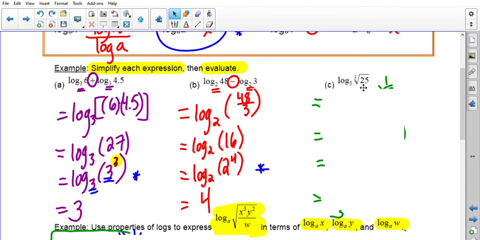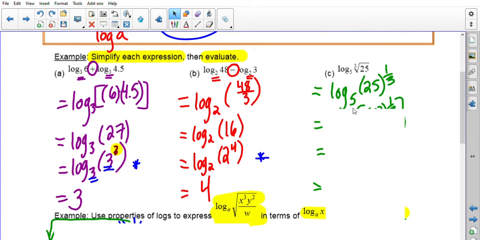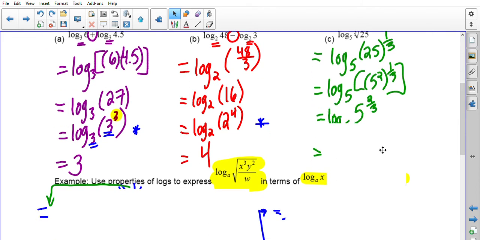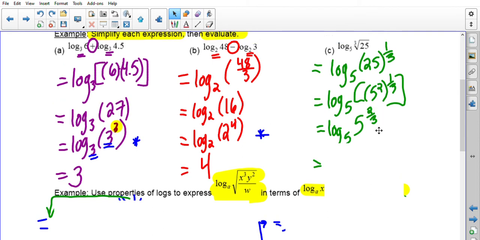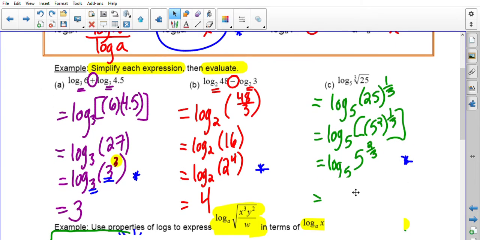All right, now we have log the third root of 25 to the base 5. So if I were to rewrite that out of its radical form, that'd be log 25 to the 1 over 3 to the base 5. Now I'm going to rewrite 25 as 5 squared. So now I have 5 squared to the 1/3, so I'm going to have to multiply those exponents. So I get log of 5 to the 2 over 3 to the base 5. All right, then I can use that property number 2 and write that as 2 over 3.